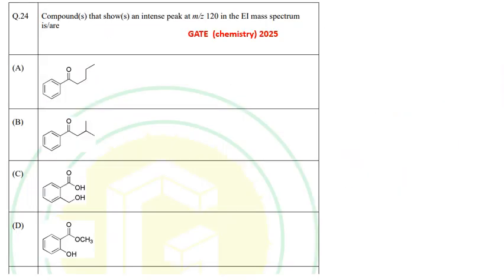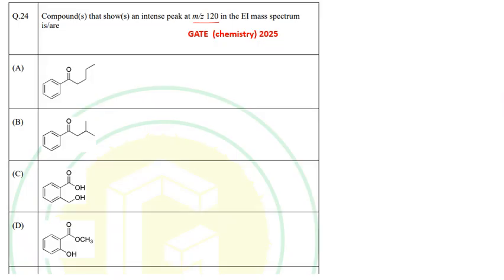Now consider this question which has been recently asked. Now here the question states that this is a multiple selection question. More than one answer could be correct. So compounds that show an intense peak at m by z 120 in the electron impact mass spectrum, we have to find out.